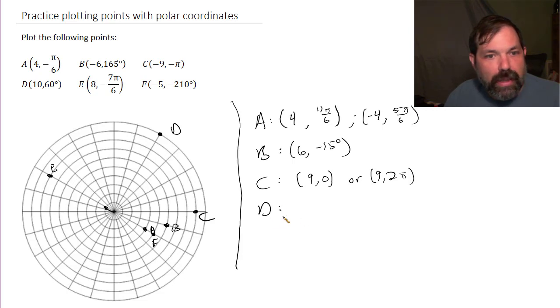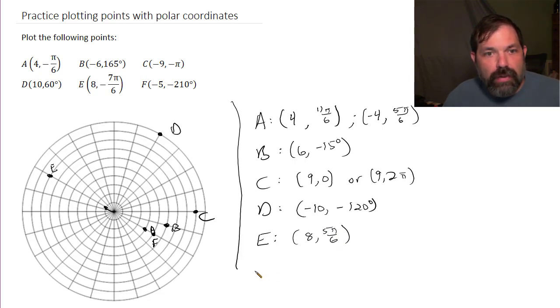Point D, 10, 60 degrees. Well, we actually saw an example like this in the previous exercise. I could use, how about negative 10 and negative 120 degrees. I think that was the example we had, actually. Point E, 8, negative 7 pi over 6. How about 8 and 5 pi over 6? That would get me to the same place. And point F was negative 5, negative 210 degrees. Well, how about 5 and negative 30 degrees?